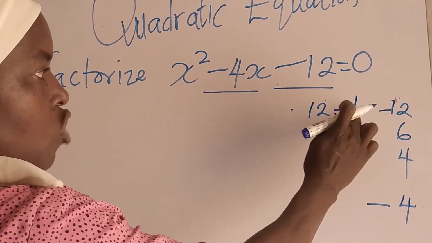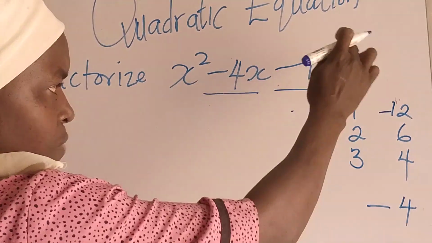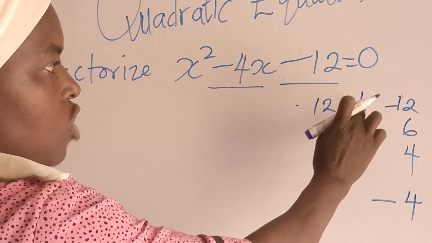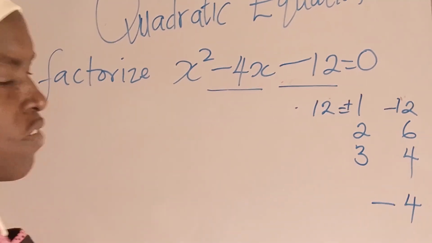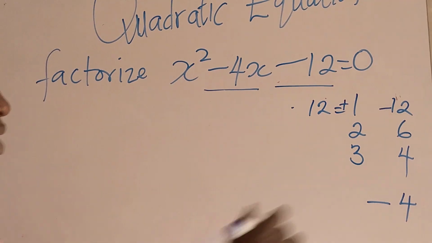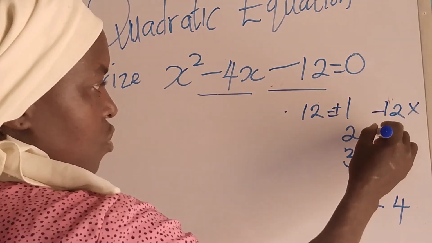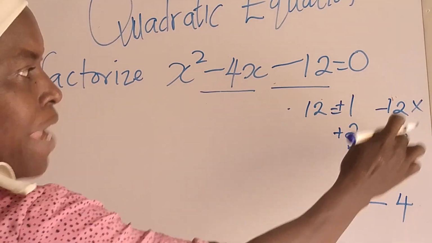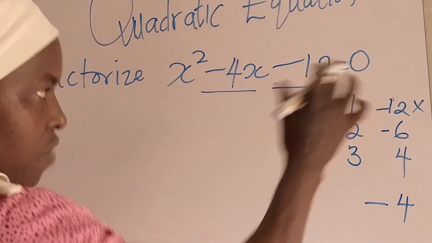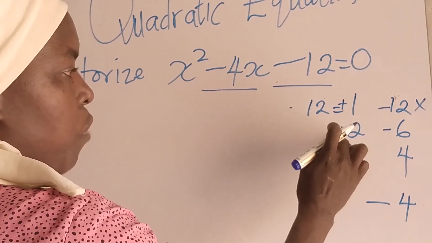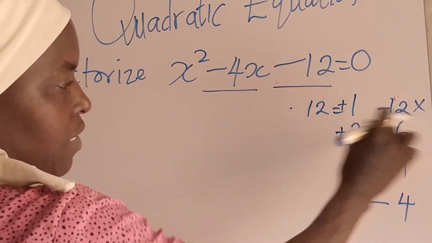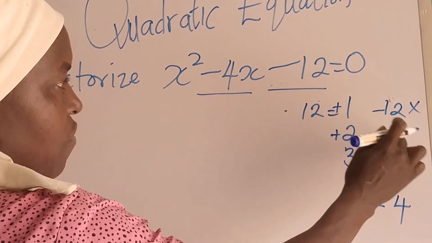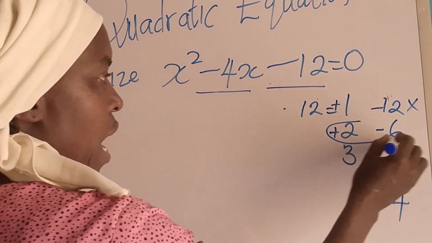Now, plus 1 times minus 12 is minus 12. But let's see, does it give us minus 4 as the sum? Plus 1 minus 12 is going to give us minus 11. So it's totally out of the way. Let's try plus 2 and minus 6. Plus 2 times minus 6 gives us minus 12. That is correct. Plus 2 minus 6 gives us minus 4. So this is what we are looking for.